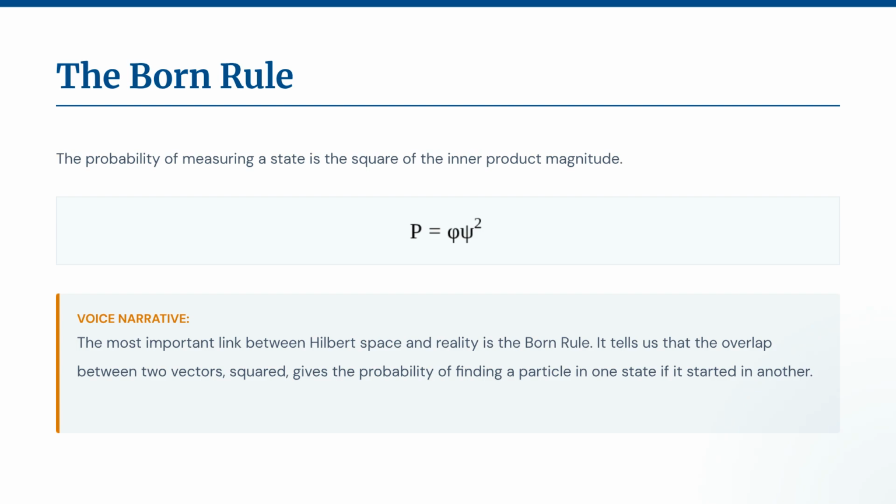The most important link between Hilbert space and reality is the Born rule. It tells us that the overlap between two vectors, squared, gives the probability of finding a particle in one state if it started in another.